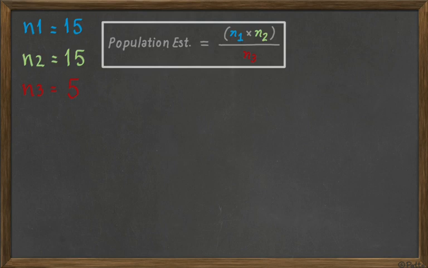So in this case here is going to be 15 times 15 divided by 5. So 15 times 15 divided by 5 equals 225 divided by 5, which equals 45. So the estimated population in this method here is 45 individuals. Okay? This method is quite efficient as soon as we take care of some situations.